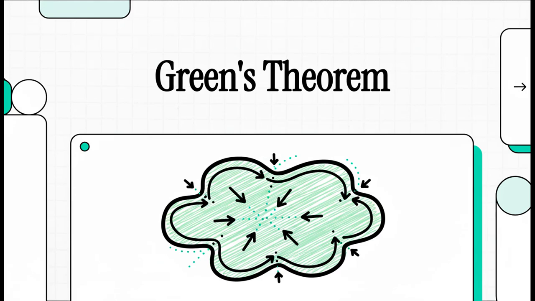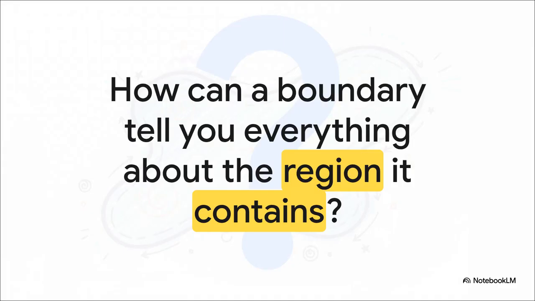Hey everyone! Today we're jumping into a really fantastic idea from vector calculus. It's called Green's theorem, and it shows this deep, almost magical connection between the edge of a shape and everything happening on the inside. I mean, think about it. It sounds kind of impossible, right? How could you possibly know everything that's going on inside a park just by walking around its perimeter?